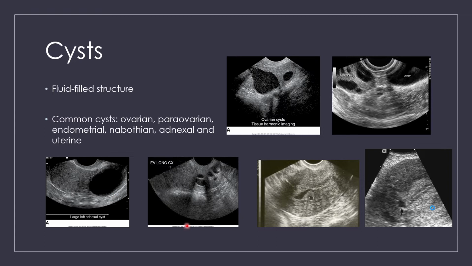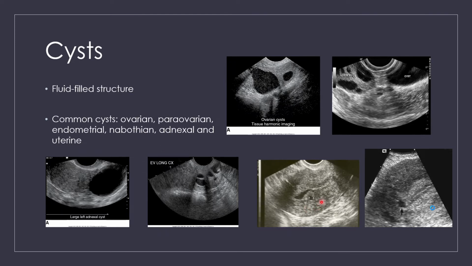Okay, so here this is an endovaginal scan. This is a cervix going into the uterus, and these are little cervical cysts. These are known as Nabothian. Okay, when you see cysts within the cervix, those are Nabothian cysts.